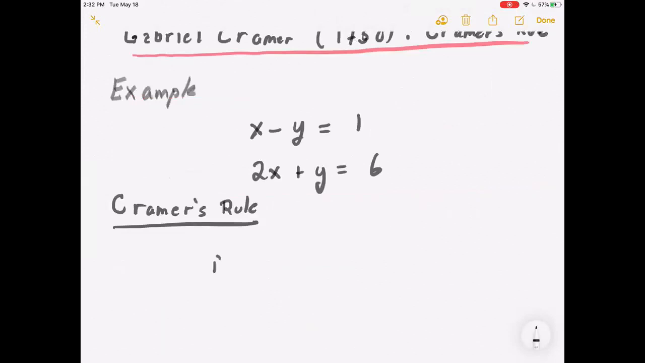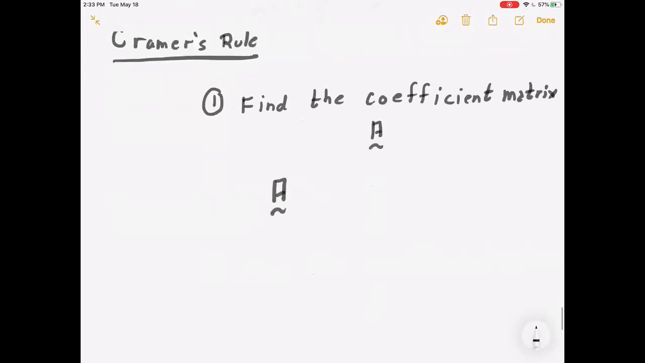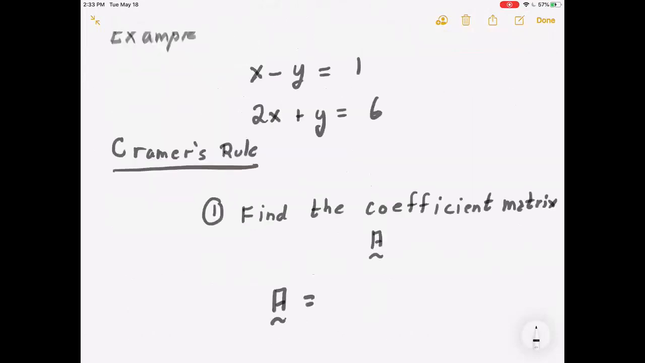So let's break this up into steps. First thing you have to do is find the coefficient matrix A. That is always easy to do. The coefficient matrix just comes from going back and looking at the original two linear equations and reading off the coefficients. 1 multiplies x, minus 1 multiplies y. So the first row is going to look like that. Second row, 2 multiplies x and 1 multiplies y. So the second row is going to look like that.